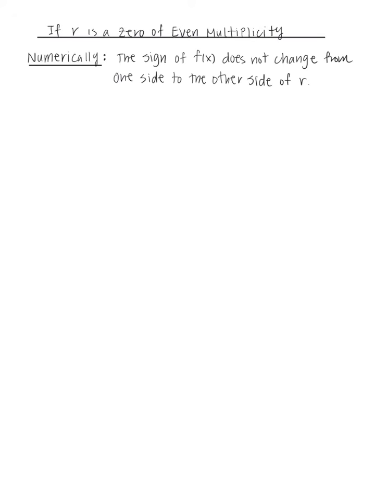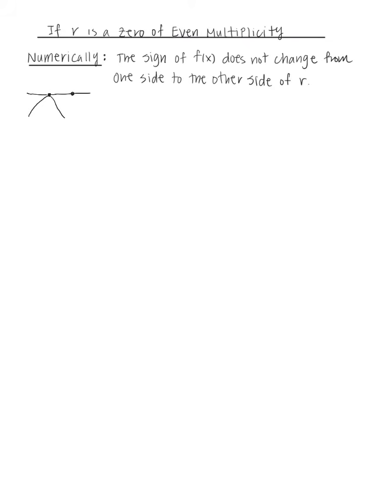Let's summarize this here. Let's first take a look at if r is a 0 of even multiplicity. Let's talk about it numerically. The sign of f of x does not change from one side of r to the other side, which is the same thing as what? It's going to touch the x-axis and it's going to have to dip down somehow.